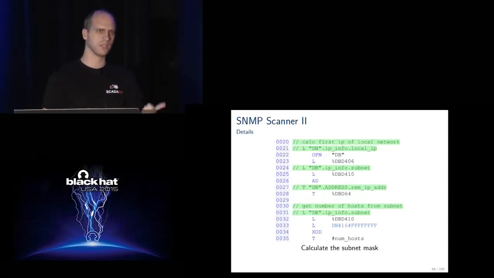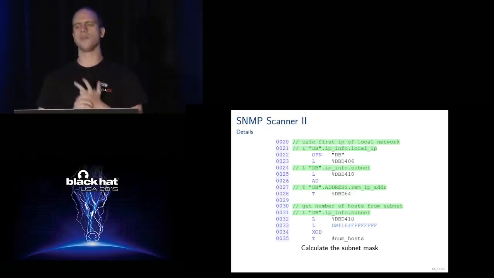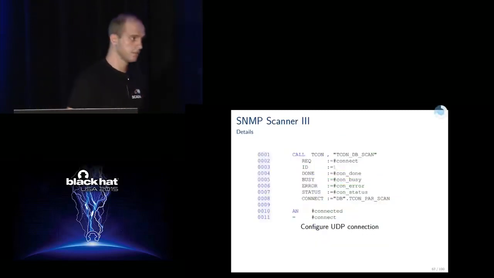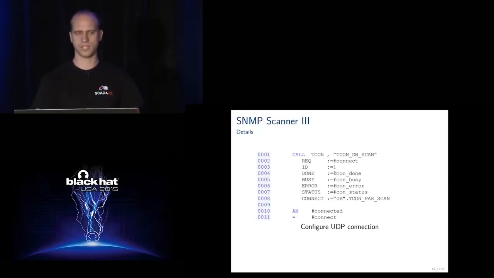So now we know the local IP address, we know the subnet mask, we know the beginning of the subnet, and we know how many hosts are inside the subnet. So we now have all the information for scanning the production network. So getting a connection: you have to call TCON. TCON is like a socket operation in C. On PLCs, you're not talking about sockets, you're talking about so-called connection IDs. So here we have connection ID 1, and this gives us connection ID 1. And it's quite crucial.